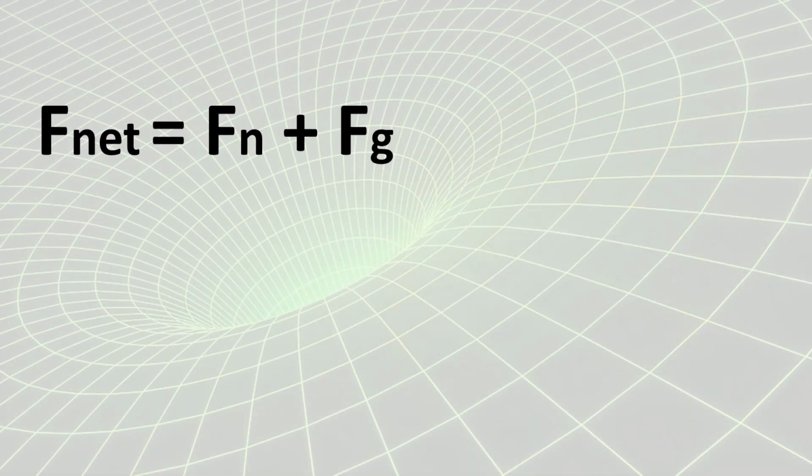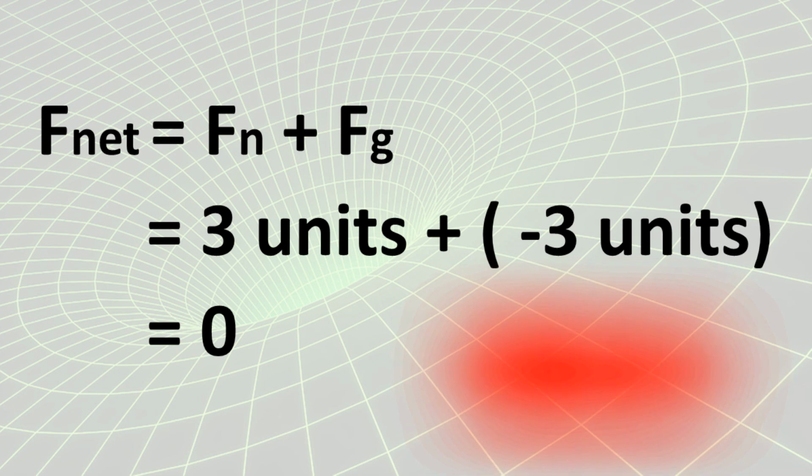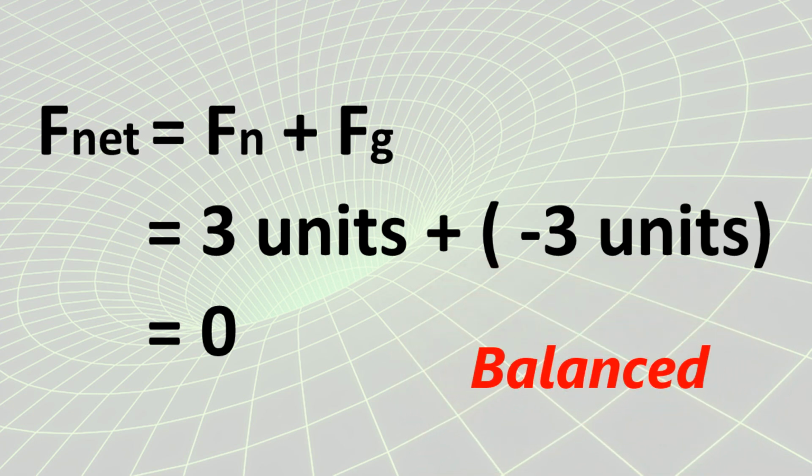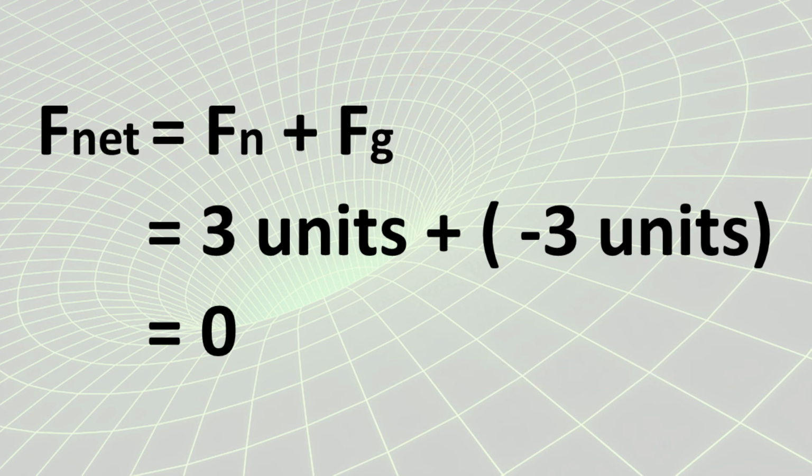net force is equal to normal force plus gravitational force. 3 units plus negative 3 units is equal to 0. If the sum of the forces equals 0, they are considered balanced. If the algebraic sum is not equal to 0, the forces are not balanced. The non-zero sum is the net or unbalanced force. This unbalanced or net force would cause a change in the body's state of motion.